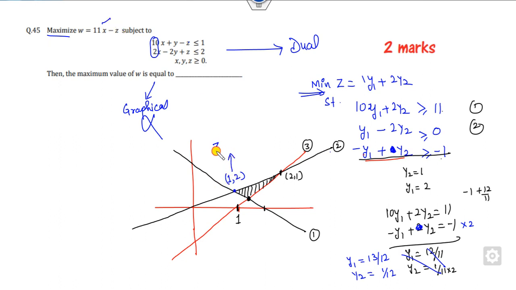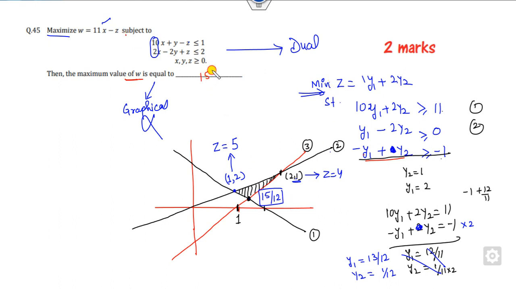What is the value of the z corresponding to this? 1 plus 4 plus 1 is 5. What is the value corresponding to them? My 2 plus 2, 4. And the coordinate of this is my 13/12 and 1/12. So if you substitute here, this is 13 plus 2 is my 15/12. So what is the right answer of this? The maximum value of z and the minimum value of z is the same.